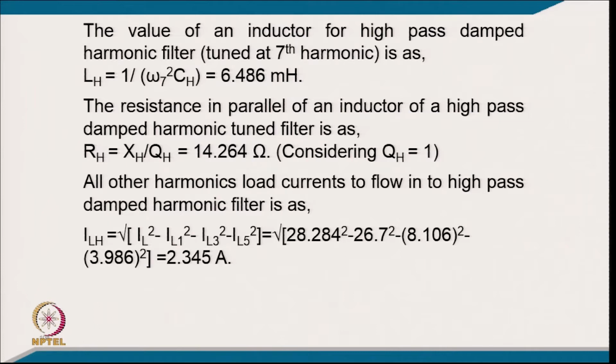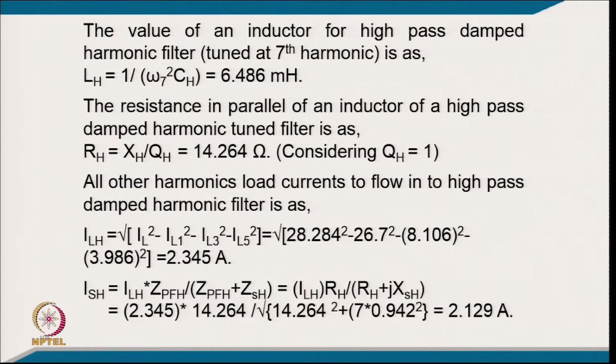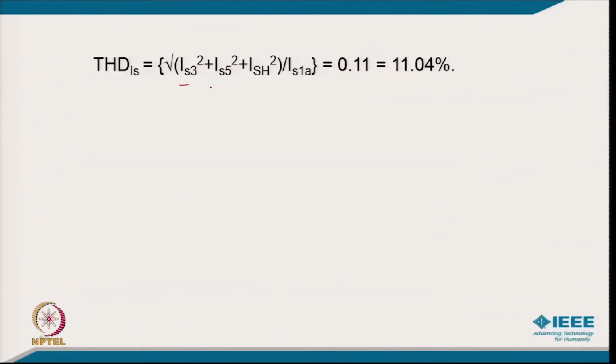So, we can find ILH, all the higher order harmonic currents, as the square root of IL squared minus IL1 squared minus IL3 squared minus IL5 squared. Putting in the values, all the higher order harmonic current is only 2.345 ampere. All the higher order harmonics in the source current, ISH, will be ILH times the impedance relation ZPFH divided by ZPFH plus ZSH. This comes to about 2.129 ampere. The THD of the supply current will be the third harmonic, fifth harmonic, and all higher harmonics divided by the fundamental current.